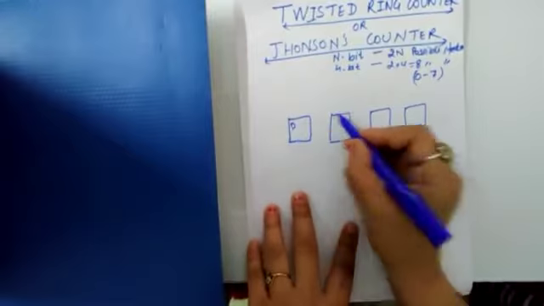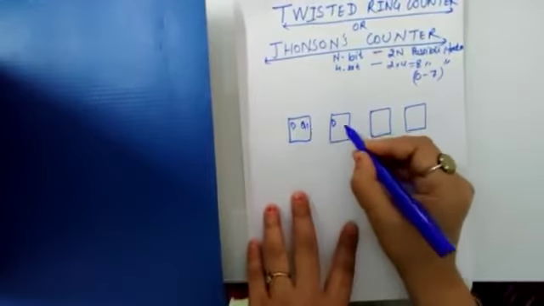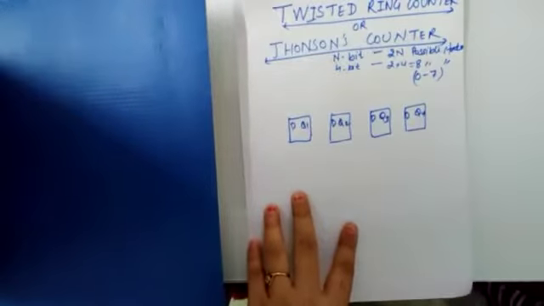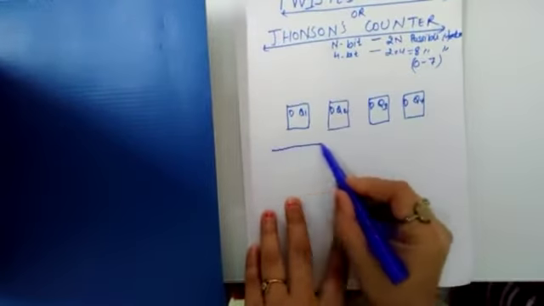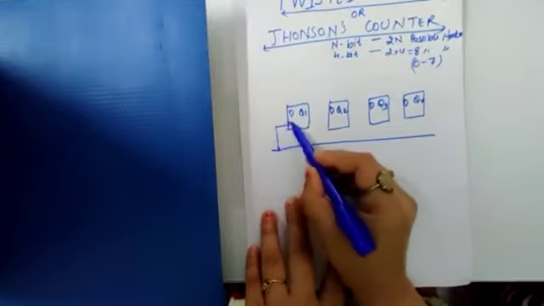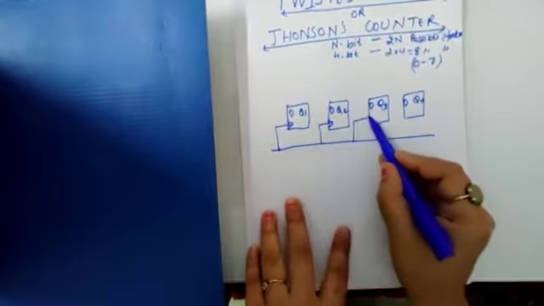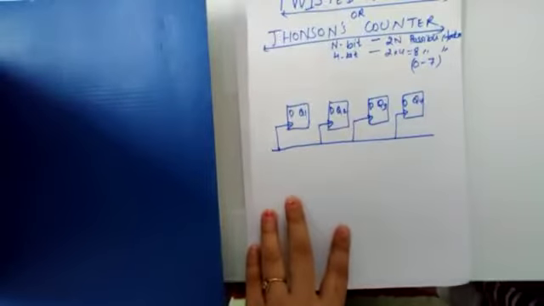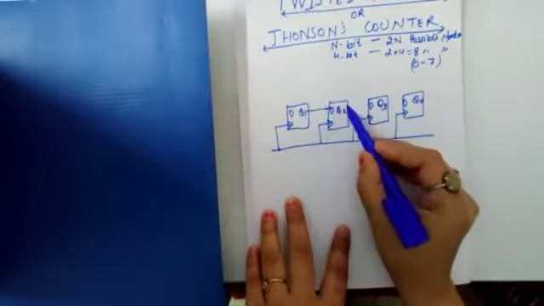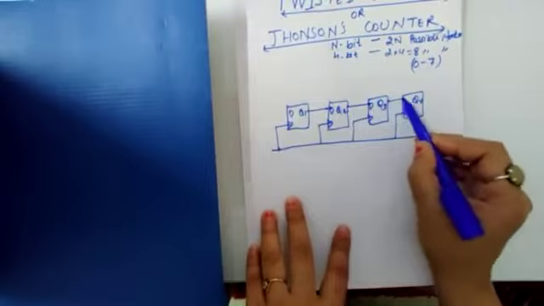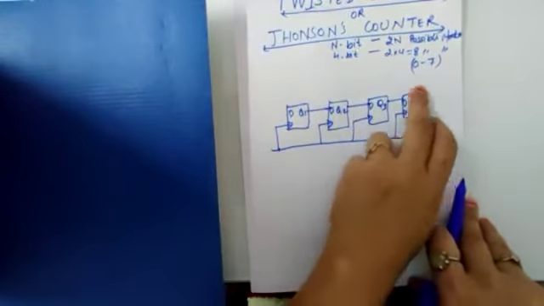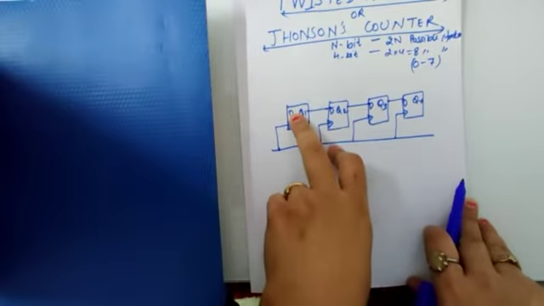This is D, Q1, output is Q2, Q3 and Q4. Alright, and this is also an example of a synchronous counter, so all the flip-flops will be triggered with the same clock pulse. And Q1 is fed to Q2, Q2 is fed to Q3, Q3 is fed to Q4. Earlier what we have seen, Q4 is fed back to Q1, the first flip-flop.